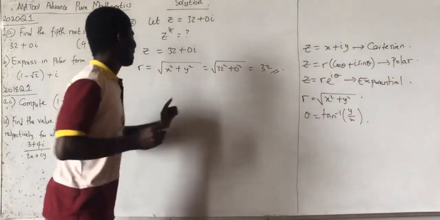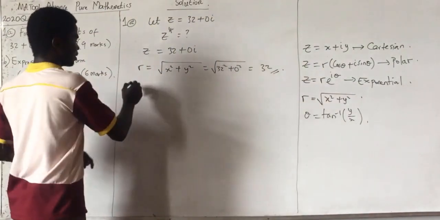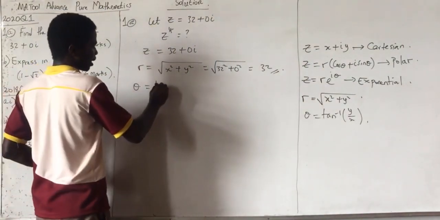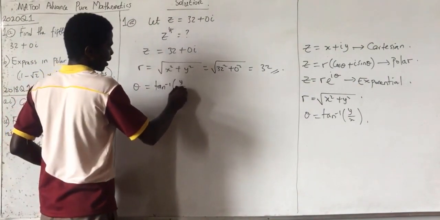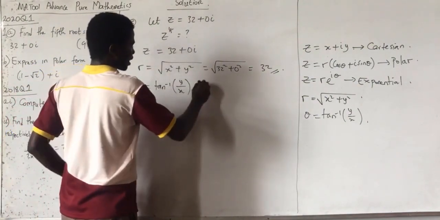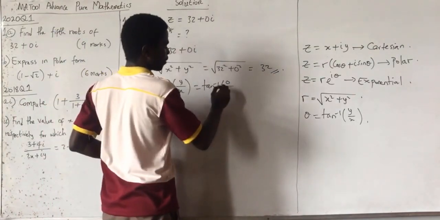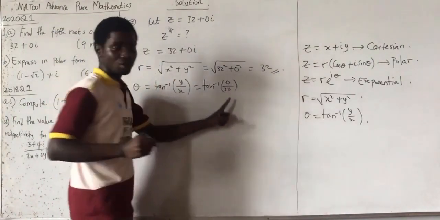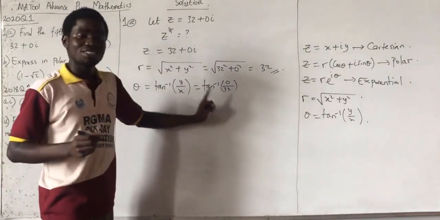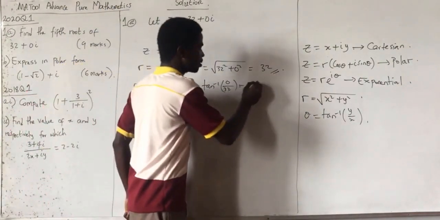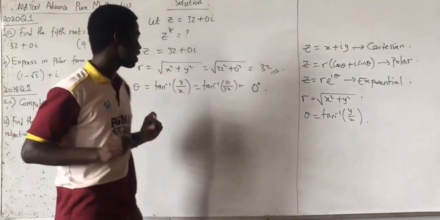Now, r equals 32, it remains theta. Theta is arctan of y over x. So this is arctan of y, y is 0, over x, 32. 0 over 32 is 0. Arctan of 0 will give me 0 degrees. So theta is 0 degrees.